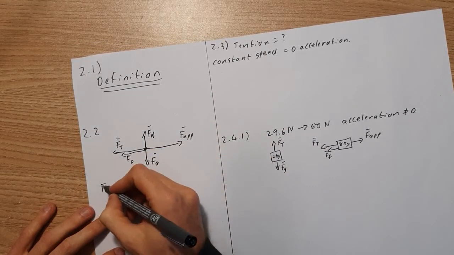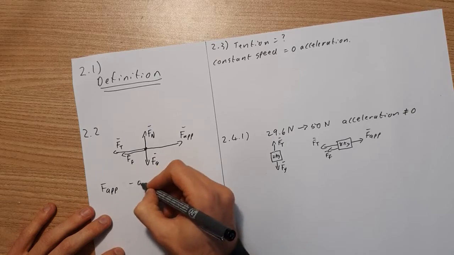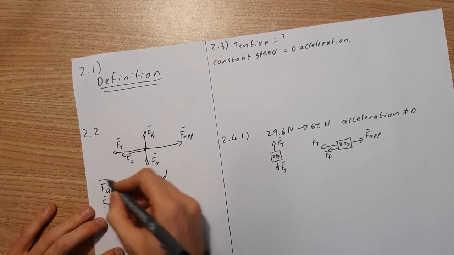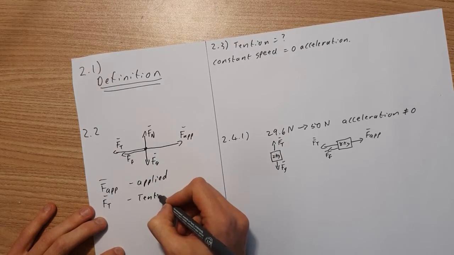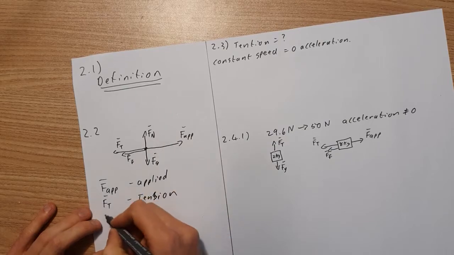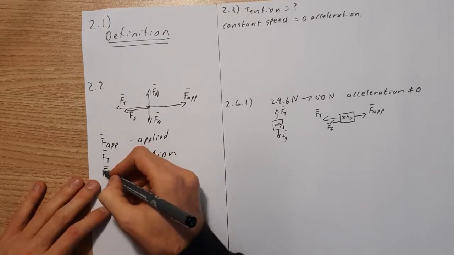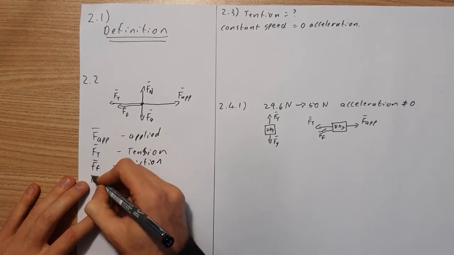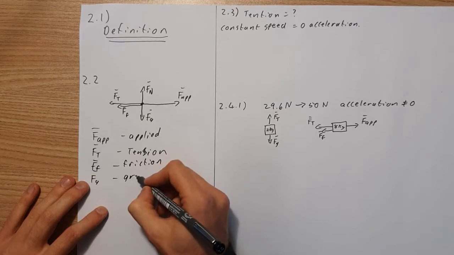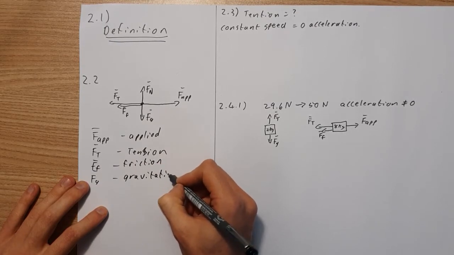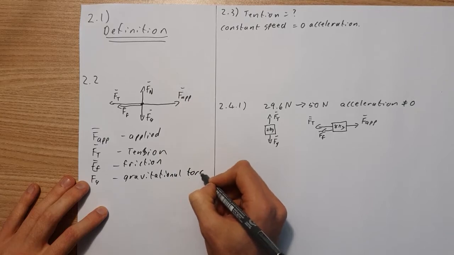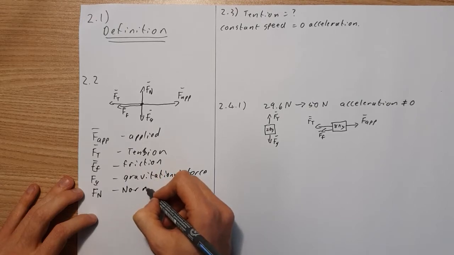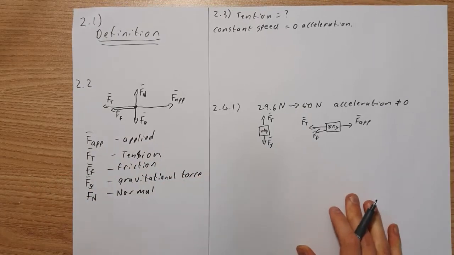Okay, so if you just label everything here, that's going to be applied. Then Ft is going to be tension. F is then going to be friction. Fg is gravitational force. And then Fn is your normal force. Okay, so nothing too complicated there.